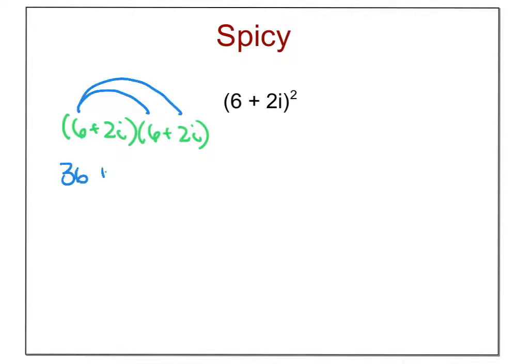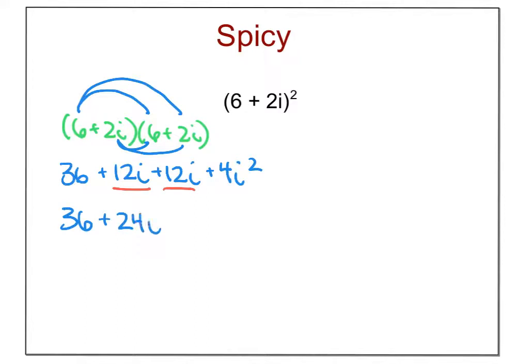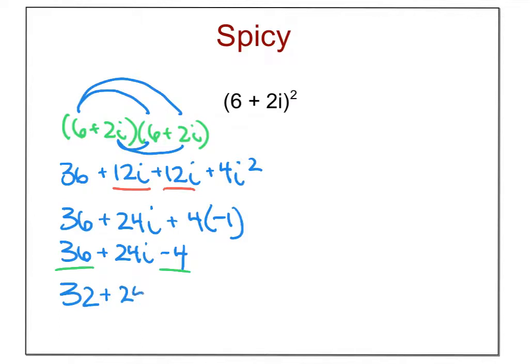6 times 2i is a plus 12i. Then 2i times 6 is a plus 12i. And 2i times 2i is a plus 4i squared. We definitely have some work we can do with this. We can combine some like terms in the middle. So I have a 36 plus 24i. And then hopefully you recognize that this i squared is a negative 1. So I've got 36 plus 24i minus 4. So let's go ahead and combine those like terms right there. I've got a 32 plus 24i. That is my complex number answer.